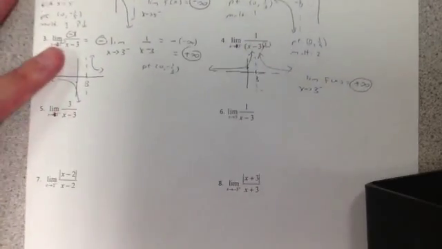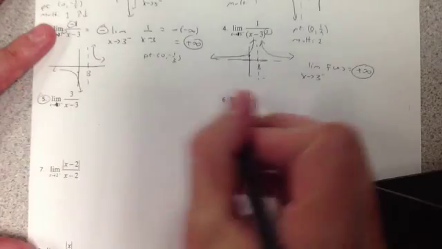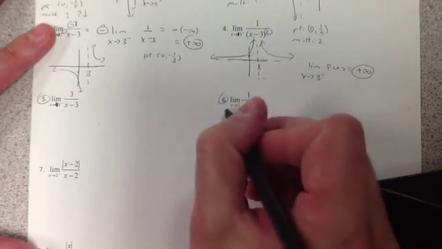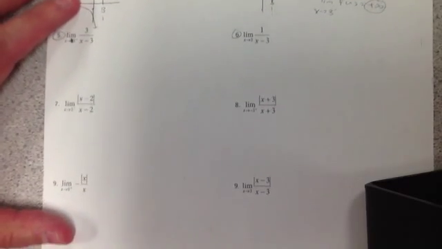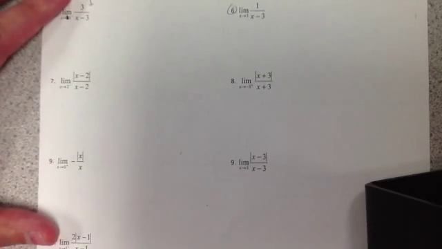Alright, so what I would like you guys to do is try numbers 5 and number 6. Be careful with number 6. It's kind of tricky there. We'll talk about that tomorrow. But then let's take a look at the rest of these, okay?